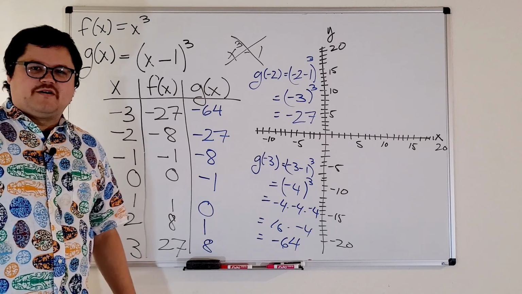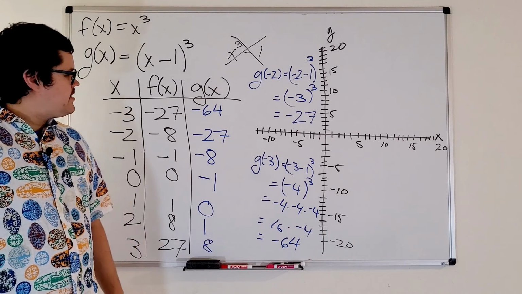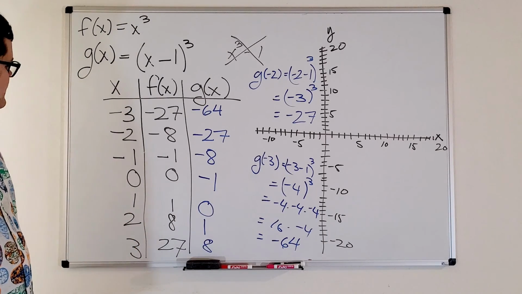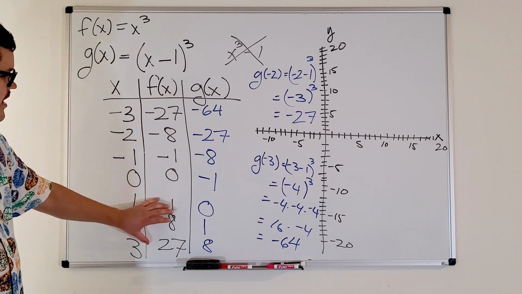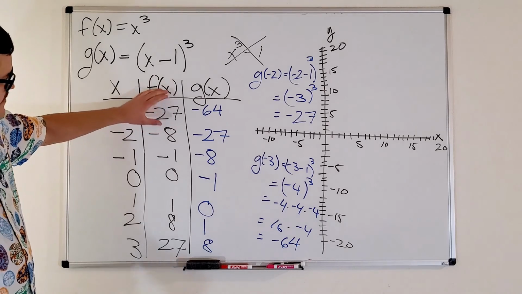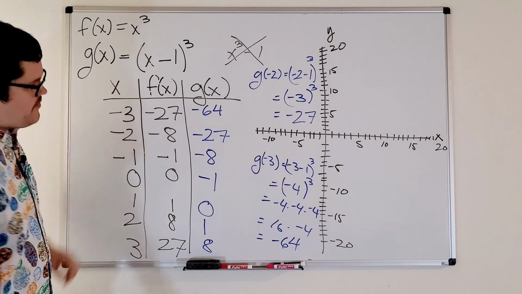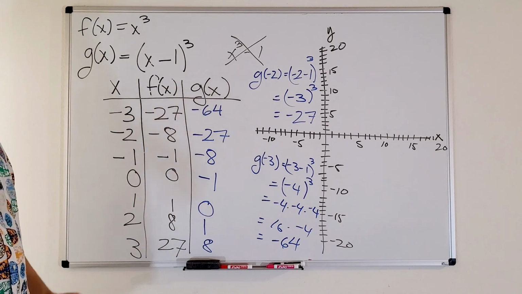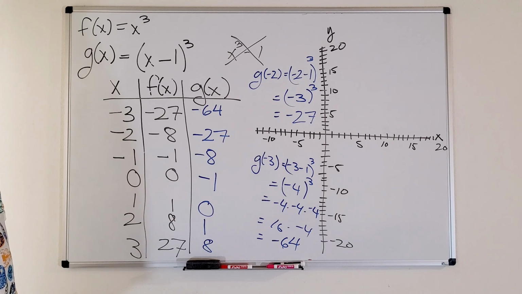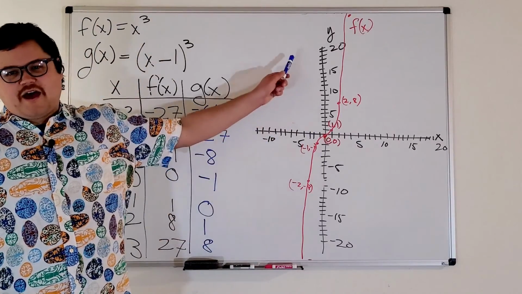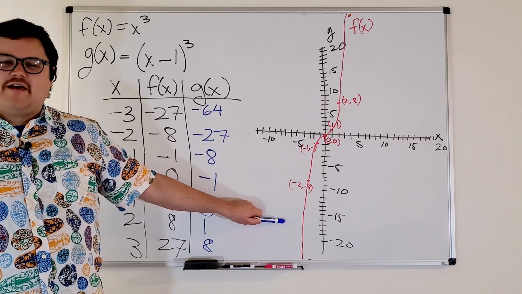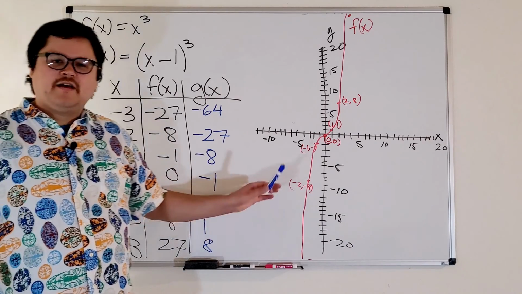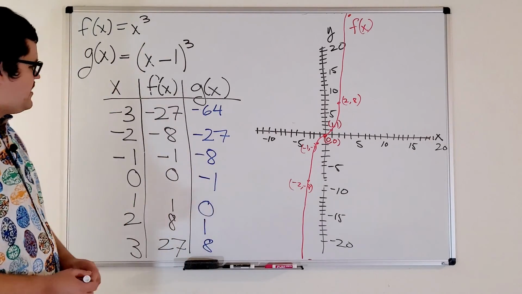Maybe some of you are a little observant. You might have noticed a pattern here. This column is the same as this column, except it's translated down by 1. Very observant if you caught that. Anyway, onto the graphs. F of x, I drew for us. We already suffered through that. No need to do that again. Now on to g of x.